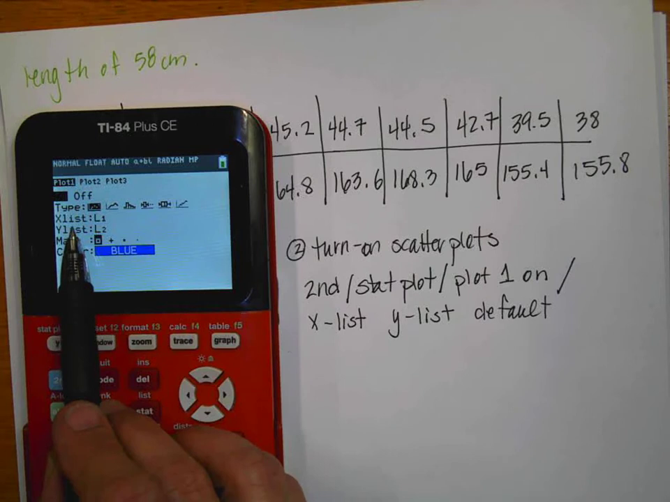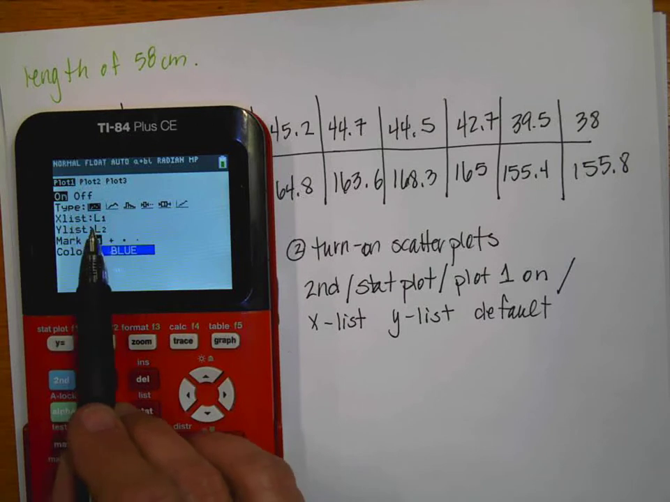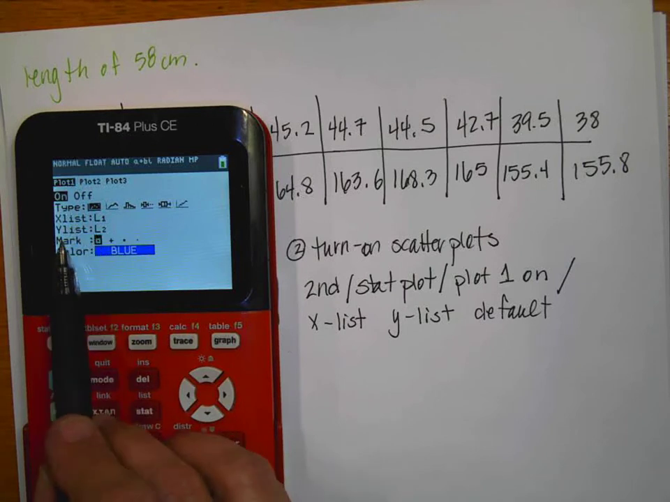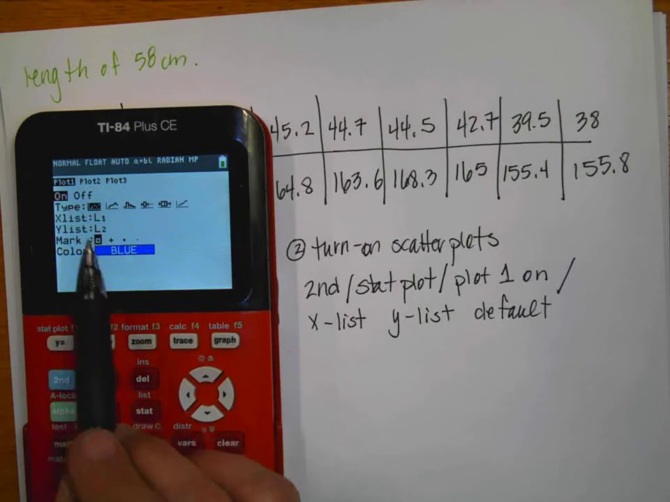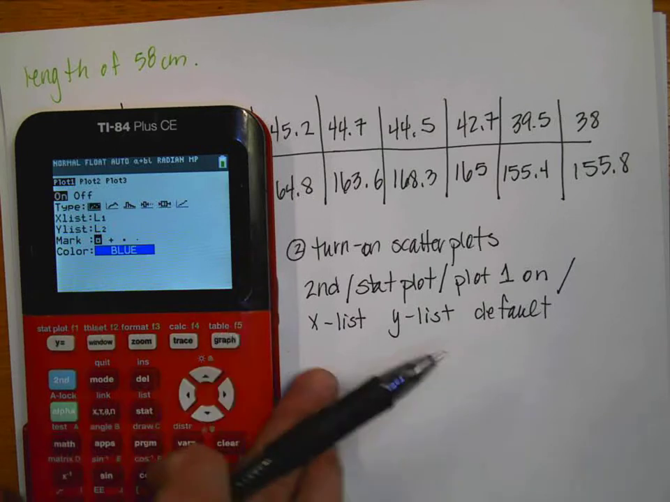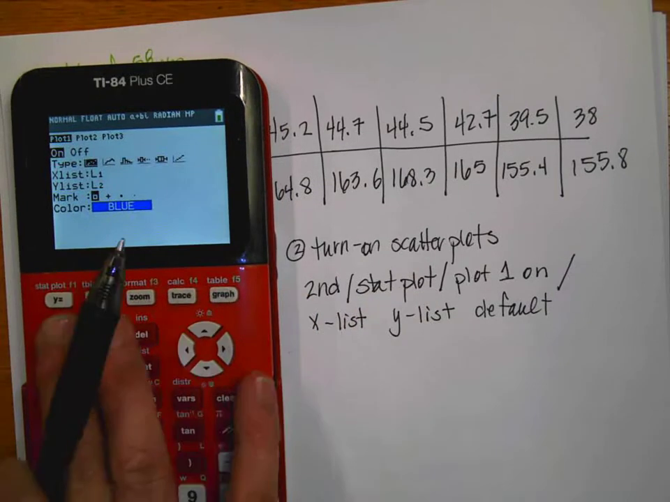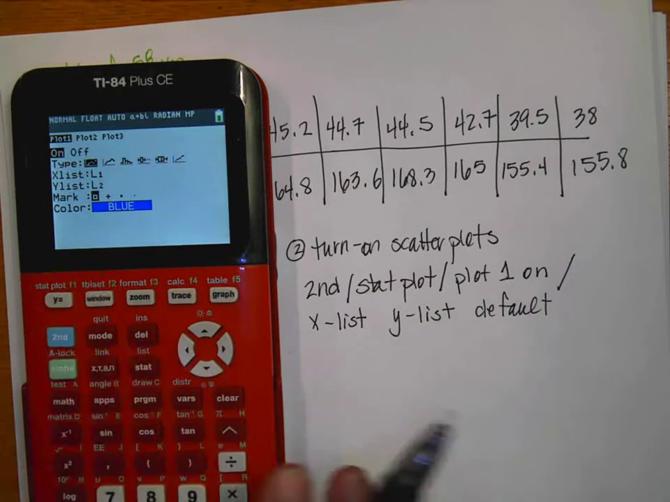The X list, this is my independent variable. The default on your calculator is L1. The Y would be the dependent variable, and in this case the default is L2. You can change what the marks look like, you could change the color, but at this point we don't care. I would just leave it as the defaults are set up.